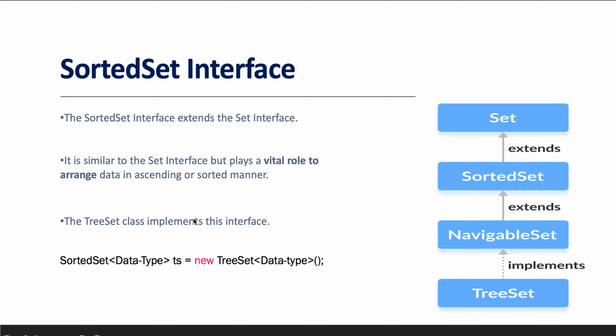If we want to create an object of the SortedSet interface, since it is an interface, we need a class, right? So we can create it like this: SortedSet, then the data type, object equal to new TreeSet, because TreeSet is the implemented class of the SortedSet interface. So this is how we can create the object of the SortedSet. We will see it with the help of an example also.